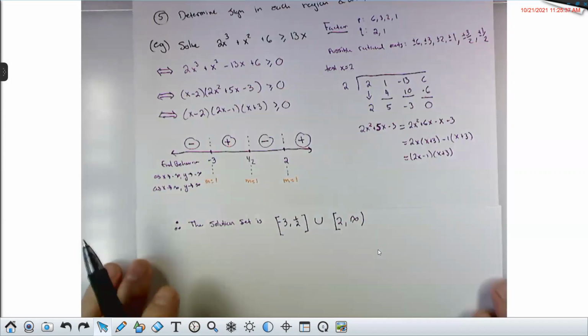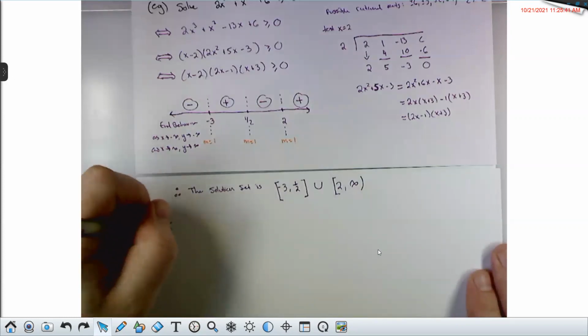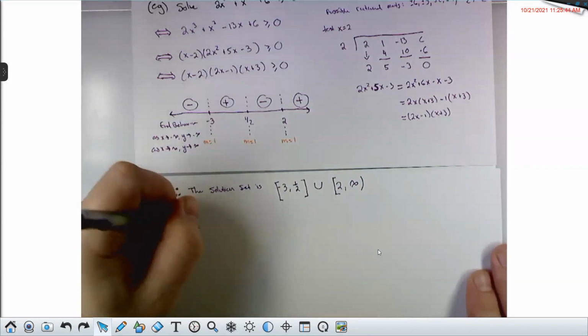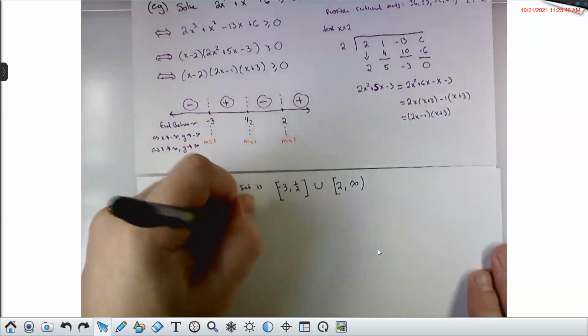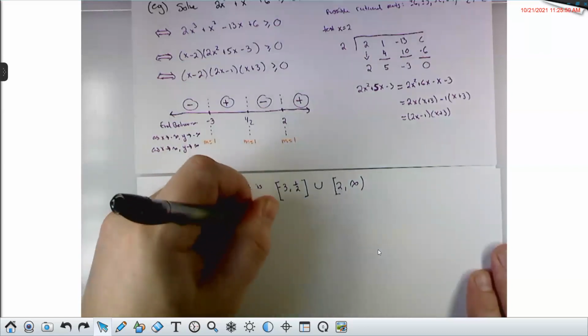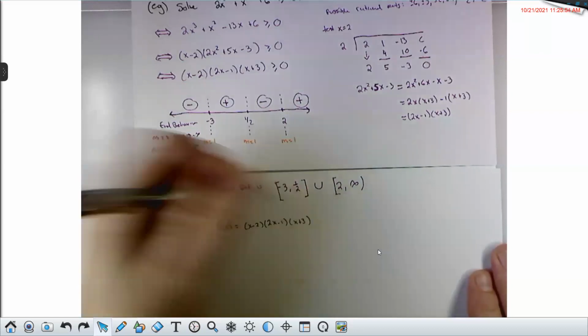Okay, just for fun, let's look at the graph. The graph of the polynomial p of x equals x minus 2, 2x minus 1 times x plus 3.